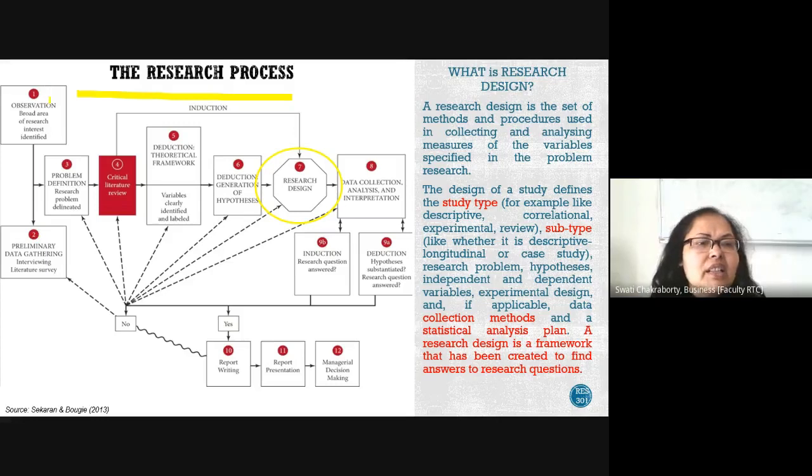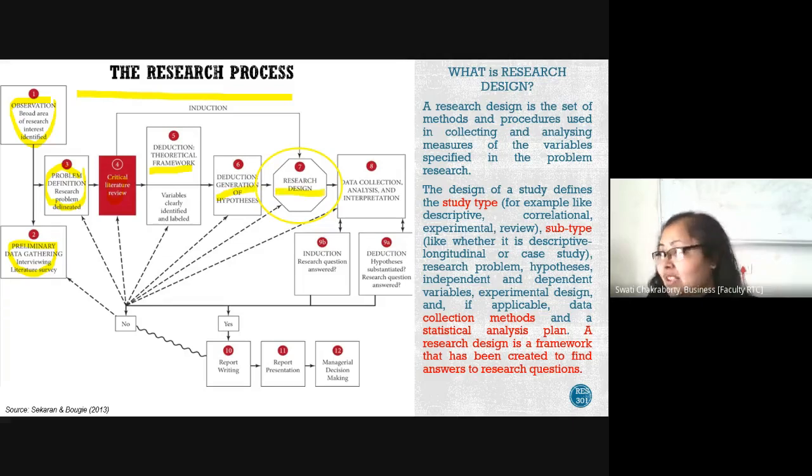The first stage is where you do an observation to find out the broad area of research. Then comes the preliminary data gathering, where you're talking of a literature survey. Then from there the research problem comes up, and then we do an intensive critical review on that problem. Then the deduction, the theoretical framework comes up, where all the variables are clearly identified and labeled, and from there you come up with your hypothesis.